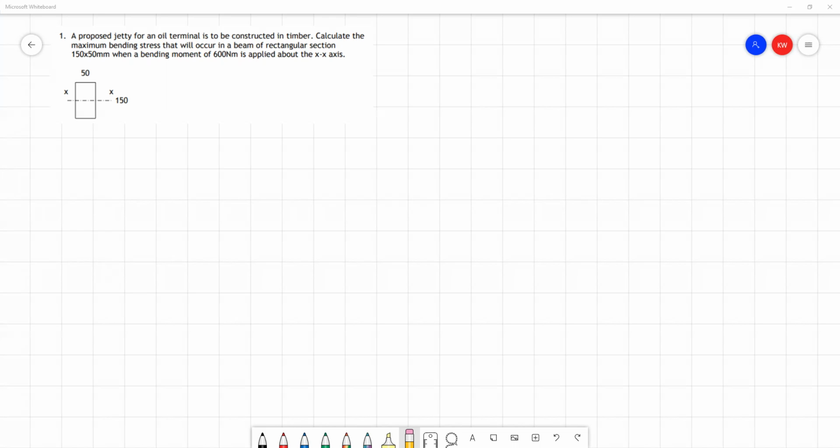So we've got a bit of information immediately, and it's worth noting this down when we get given this in a question. So I'll make a wee note of what we've been given here. We've been given B, that's 50 millimeters, the breadth of our beam, and we've been given D equals 150 millimeters. In fact, I'll just make that a little bit neater.